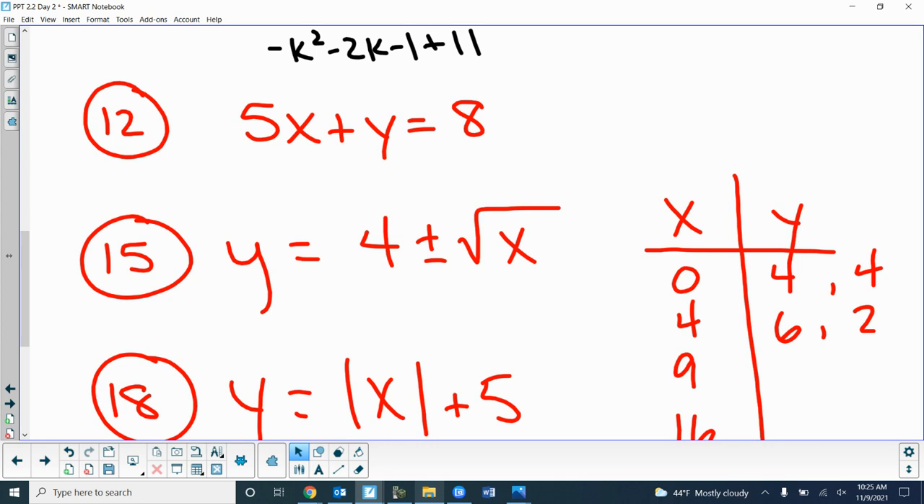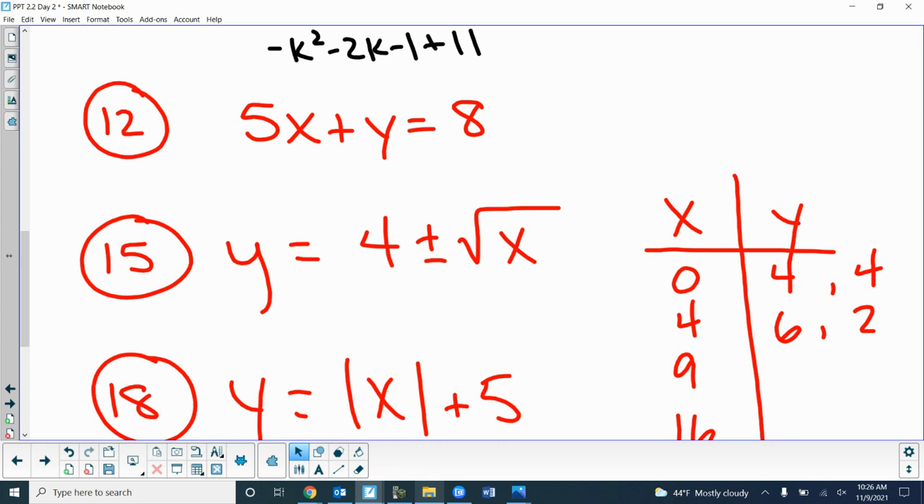For 15, what I did is I made an XY table. And remember, for every X, how many Y's are you allowed to be a function? 1, right? So when I put 0 in for X, I got 4. 4 plus 0, 4 minus 0, that's the same range. But when I put 4 in here, the square root of 4 is 2. 4 plus 2 is 6, and 4 minus 2 is 2. So for this X, I had 2 different Y's. And I used 0, 4, 9, and 16 because I had to do the square root. So I used perfect squares to make it easy on me. All right?